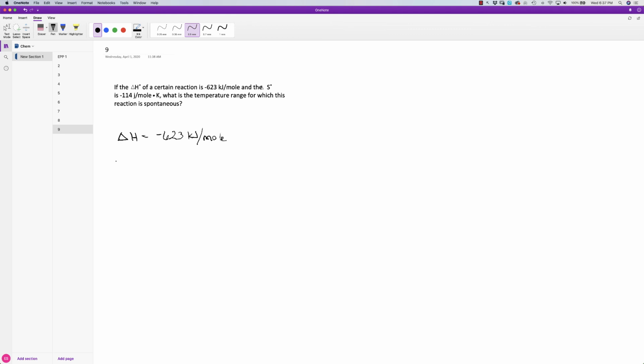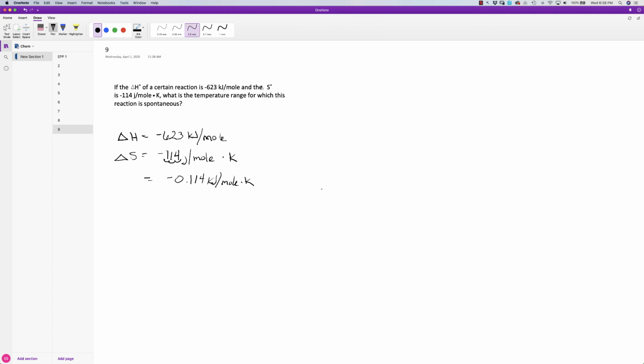Our entropy is negative 114 joules per mole Kelvin. Remember, this is in joules. We need to convert it into kilojoules, which is basically moving this decimal 3 spaces to the left. So that is negative 0.114 kilojoules per mole Kelvin. What is the temperature range for which this reaction is spontaneous?